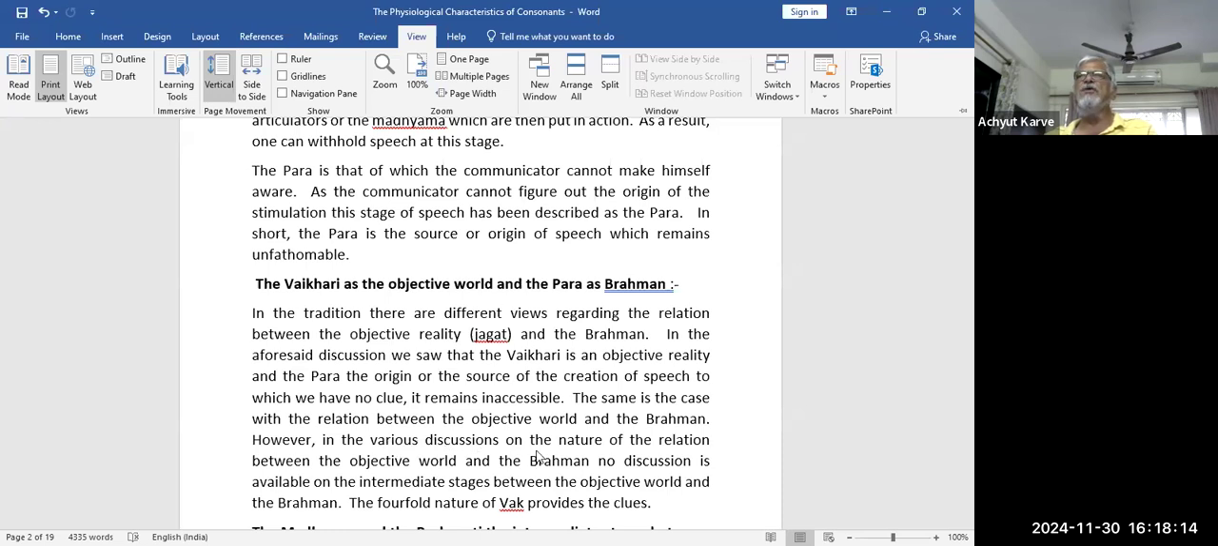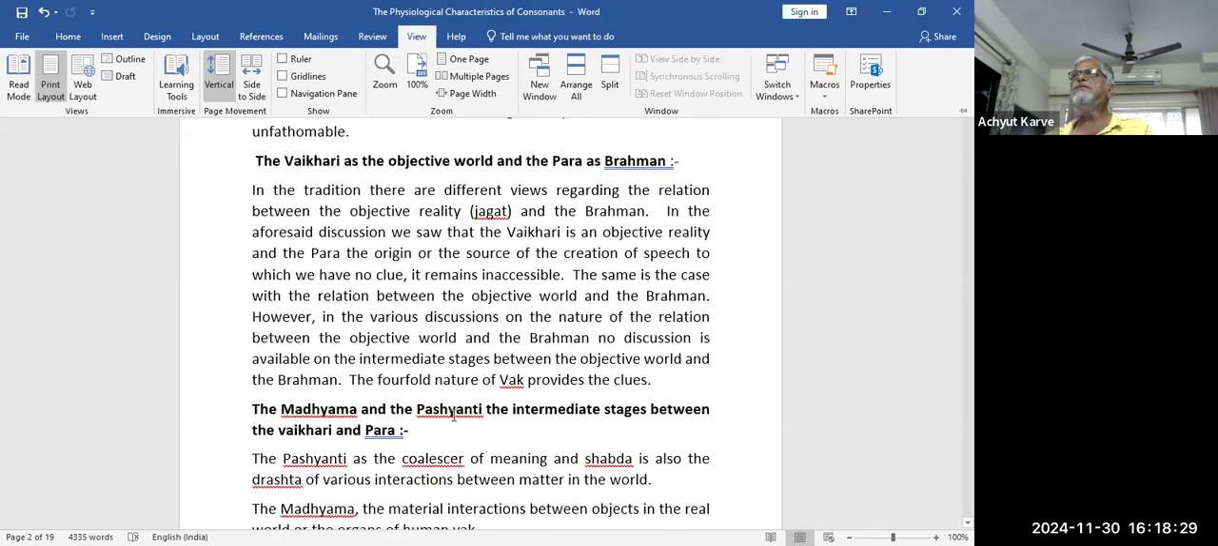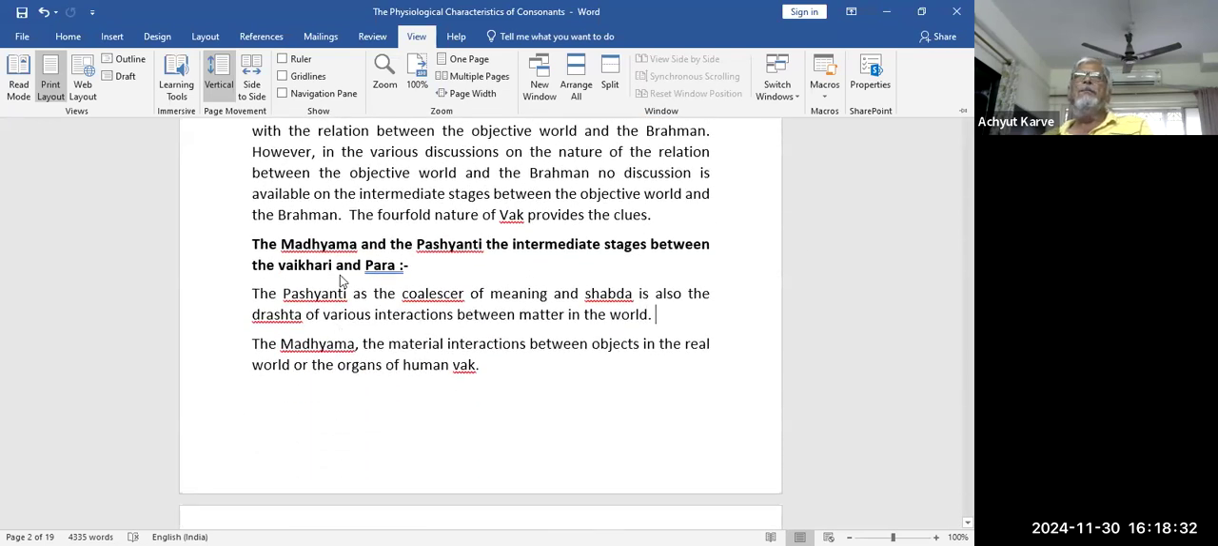However, in the various discussions on the nature of the relation between the objective world and the Brahman, no discussion is available on the intermediate stages between them. The fourfold nature of Vak provides the clue: the Madhyama and the Pashyanti, the intermediate stages between the Vaikhari and Para. The Pashyanti, as the coalescer of meaning and Shabda, is also the drashta of various interactions between matter in the world. So the Pashyanti can also be related to the drashta of Patanjali in his Yoga Sutra.